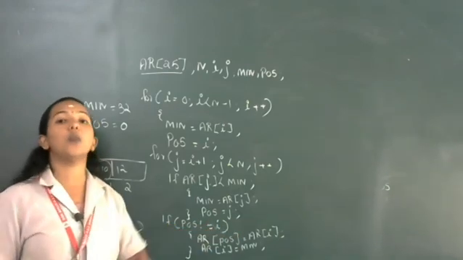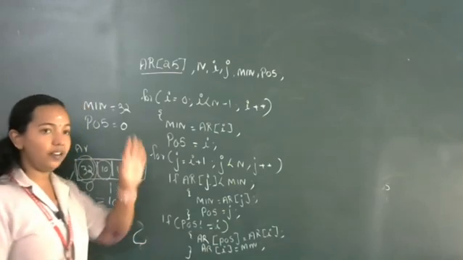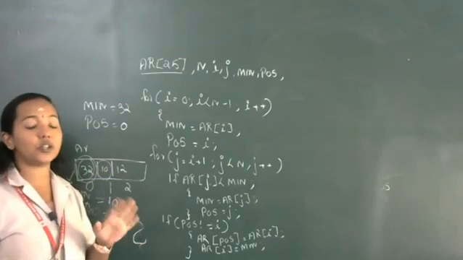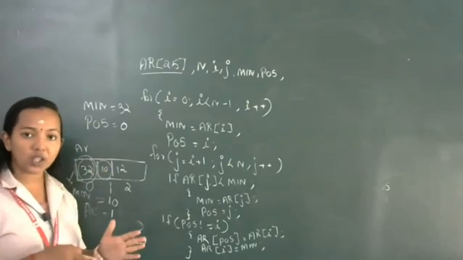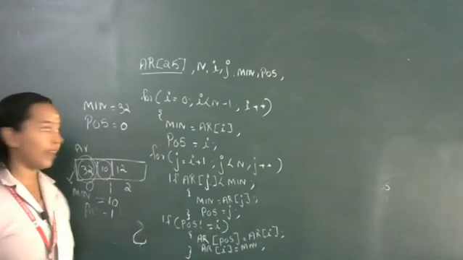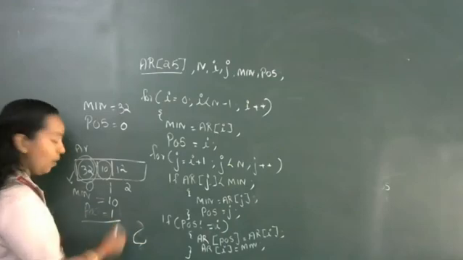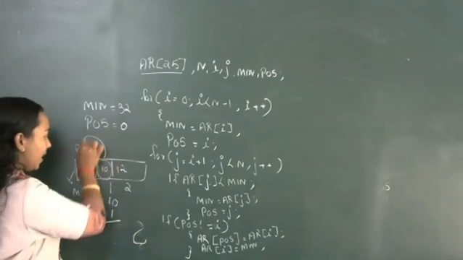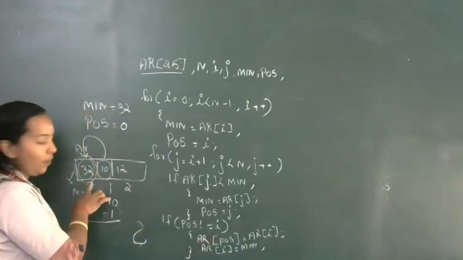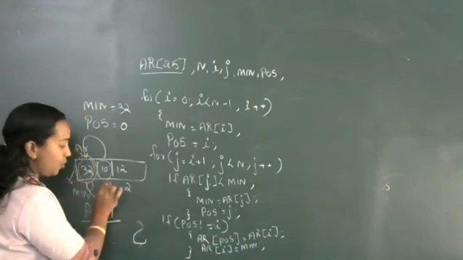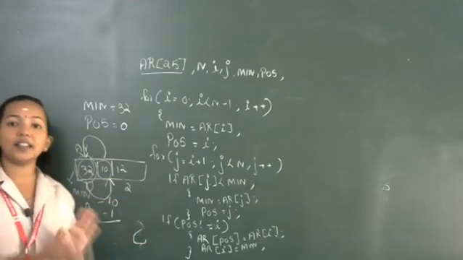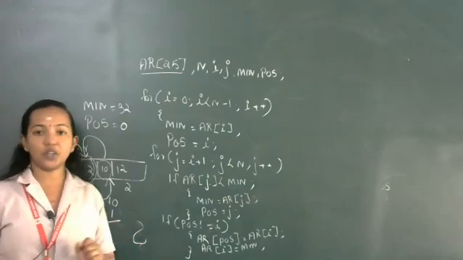If pos not equal to i, because the position was set to 0. If it is not equal to that 0th location, what do you want to do? You want to interchange or swap the values. What is it? AR of pos. What is the value of pos now? 1. 1 means 10. 10 we are placing in AR of i, that is AR of i is equal to AR of pos, and AR of pos into min. Okay, clear? That means we are interchanging the values using selection sort.